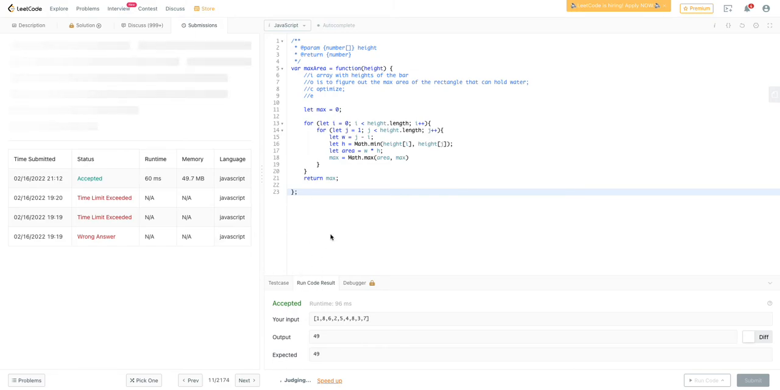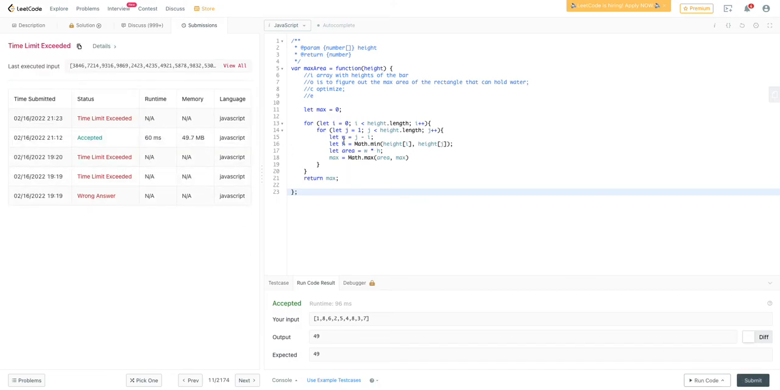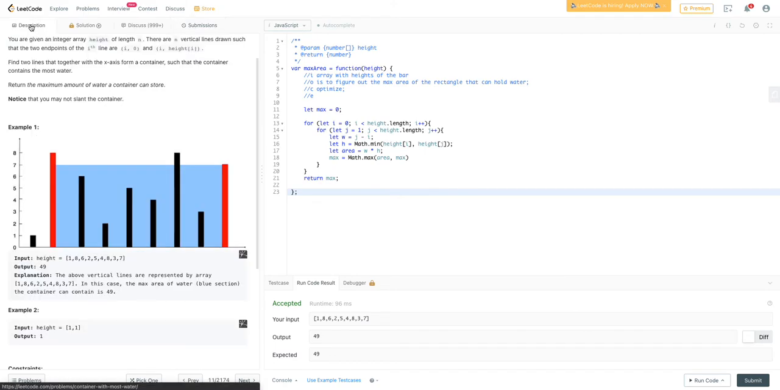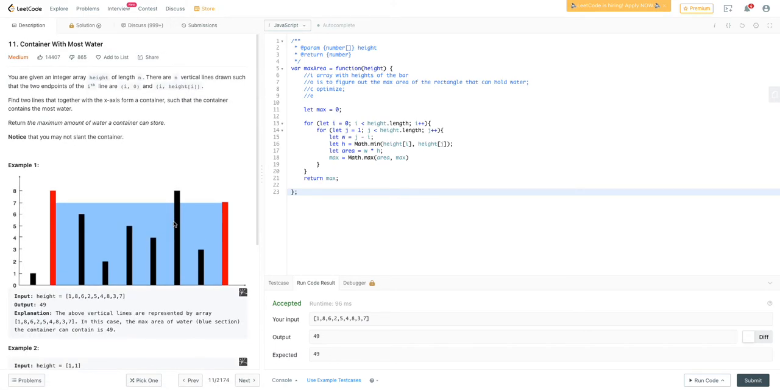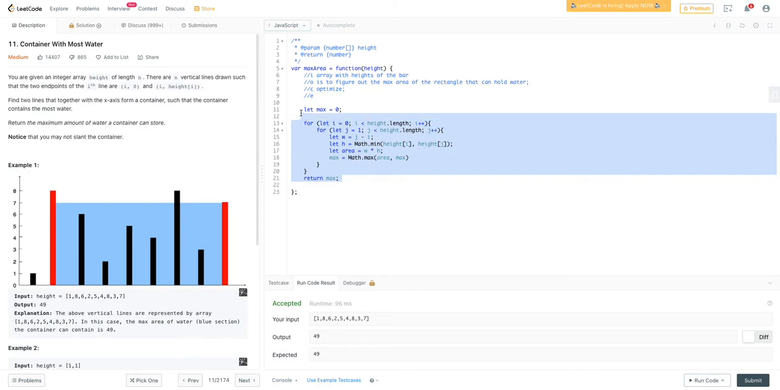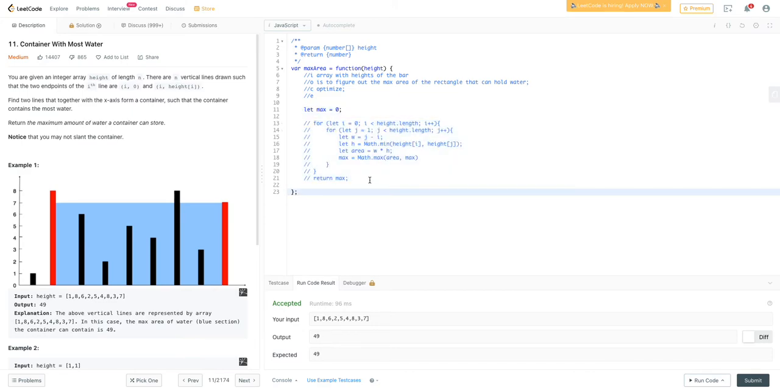So keep going. Yeah, so it's not that our solution is wrong, it's just that it takes a long time for it to iterate through every single possible scenario and try to find the max, right? So what we have to do is find a better way to do this. Okay, so let's try to comment this part out.